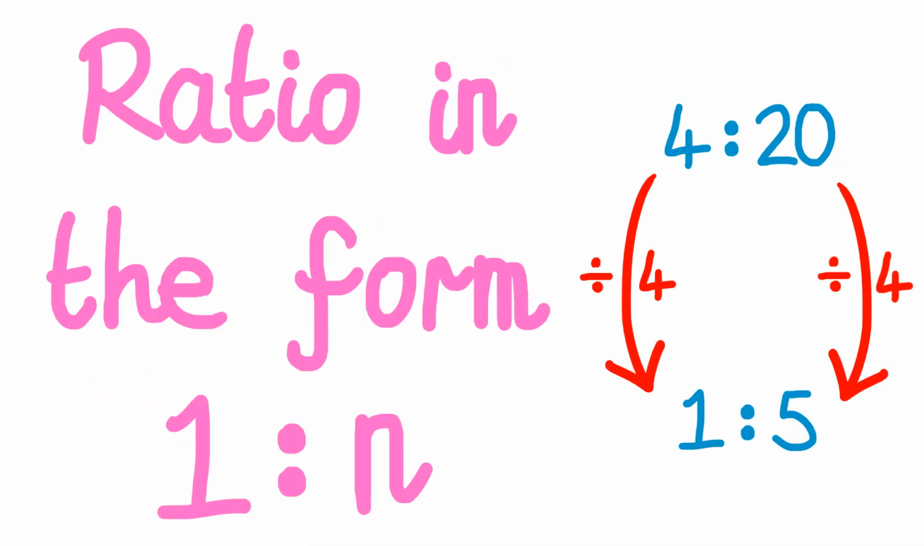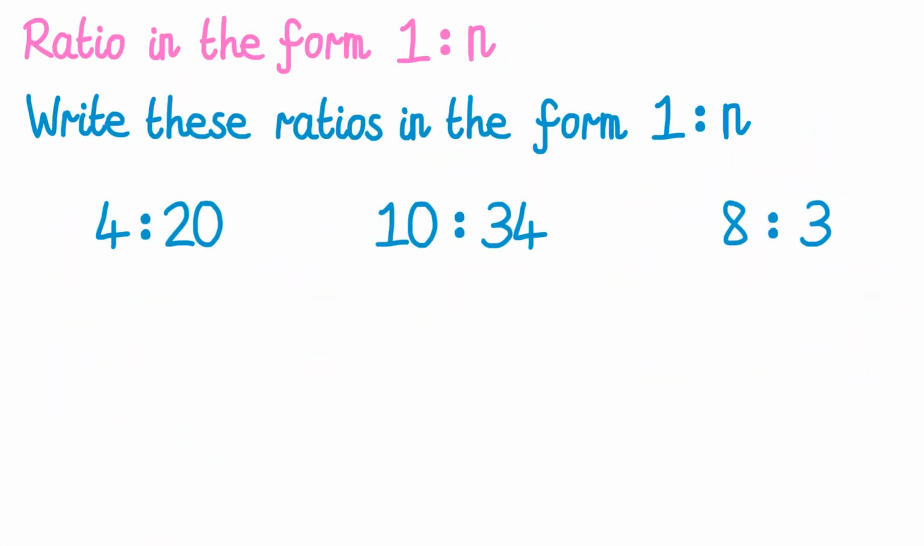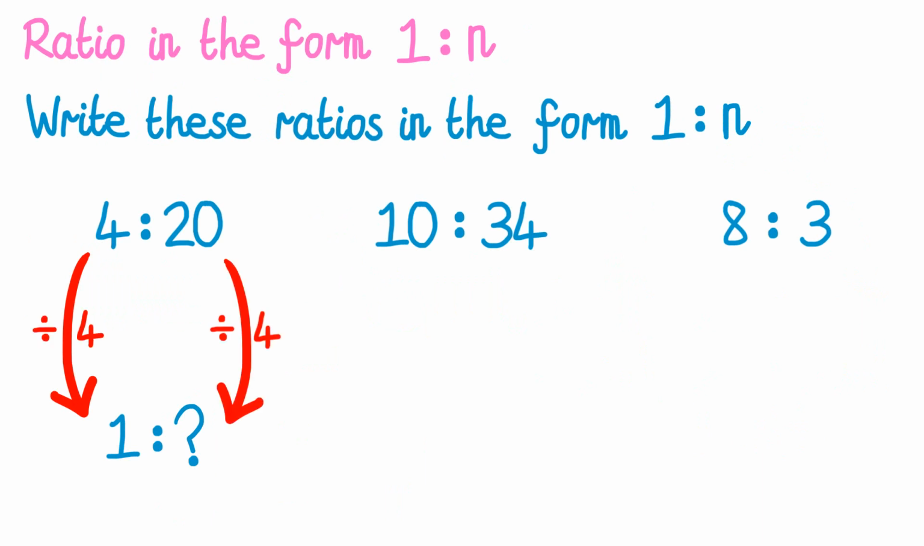Ratios in the form 1 to n. We need to write these ratios in the form 1 to n. All that means is the first number needs to be a 1 and the second number could be anything. So this 4 needs to turn into a 1. To do that, we divide it by 4. If we divide this by 4, we should divide the 20 by 4 as well, so 20 divided by 4 is 5, and that question's now done.